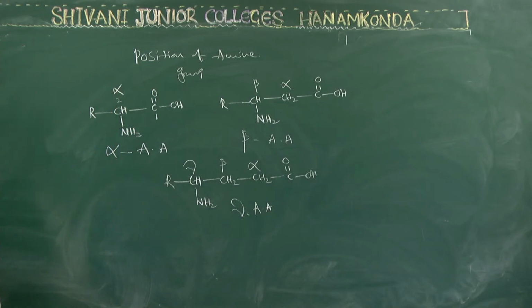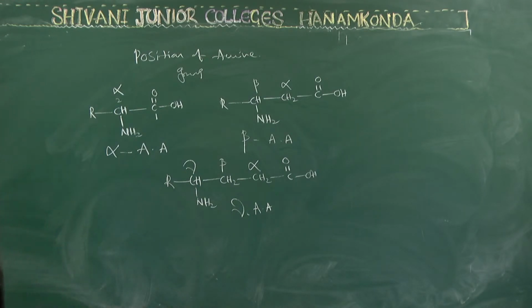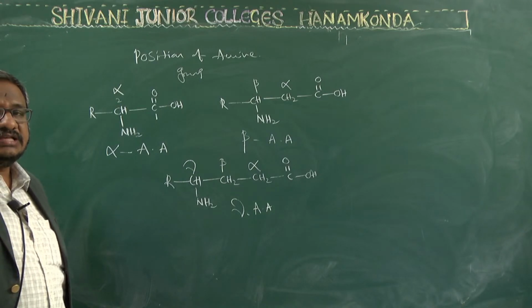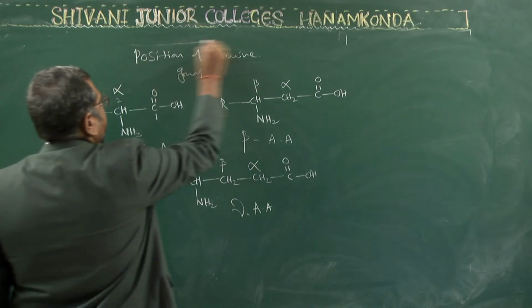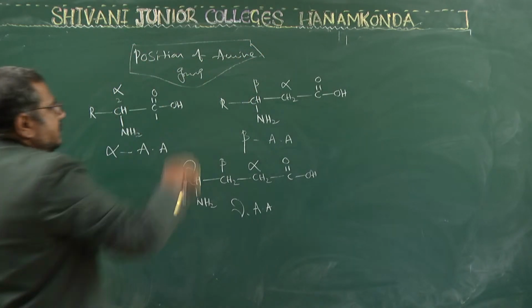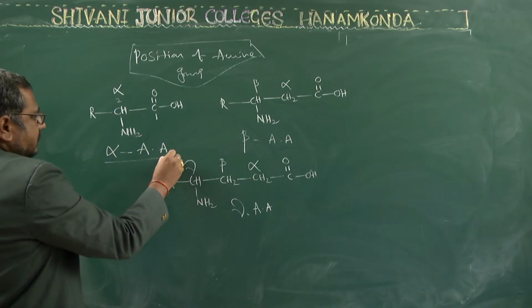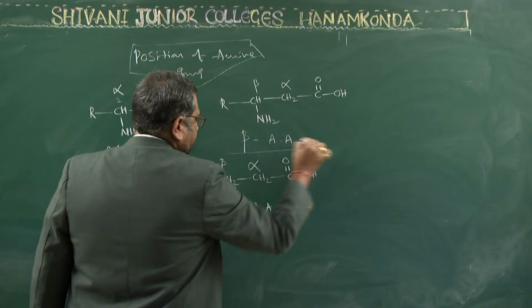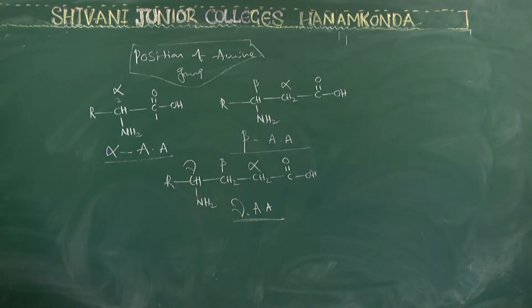If any compound has an amine group and an acid group, it is called an amino acid. The first classification is based on the position of the amine group. If the amine group is on the alpha carbon, it is an alpha amino acid; on the beta carbon, a beta amino acid; on the gamma carbon, a gamma amino acid. So this type of classification is present.